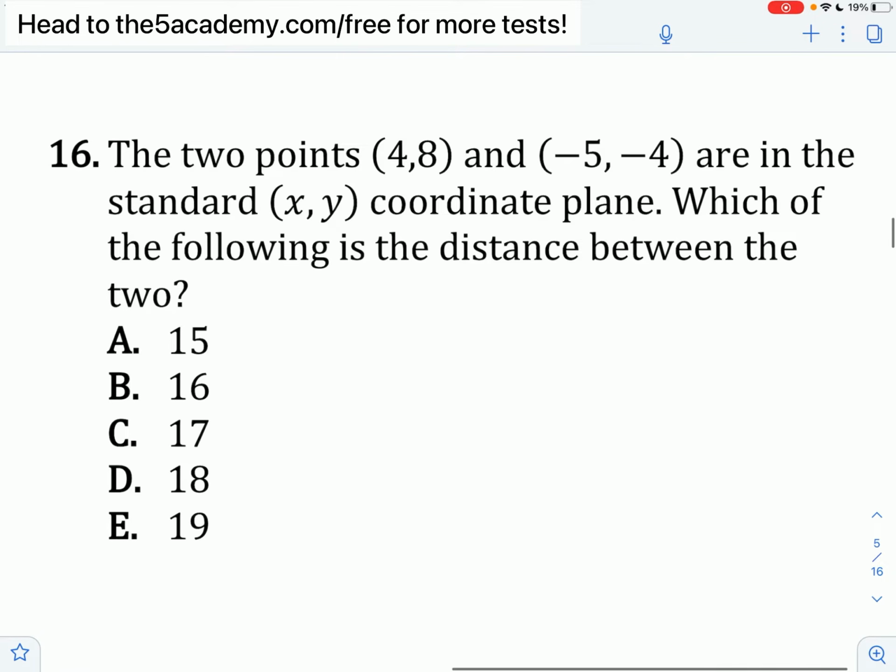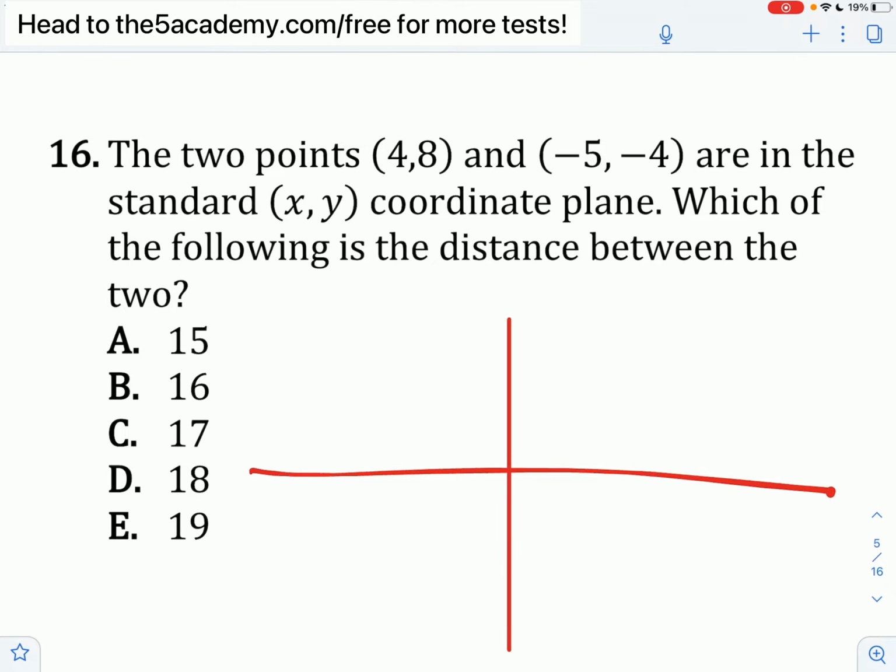The 2 points are in the standard coordinate plane. Which of the following is the distance between the two? So the proper way to do this is with the distance formula. I'm going to give you an easier way to think through it that does not involve the distance formula. It's indirectly visualizing the distance formula. So the first step is to draw your XY coordinate plane and then plot the points. So (4, 8) is up here, and (-5, -4) is somewhere down here.